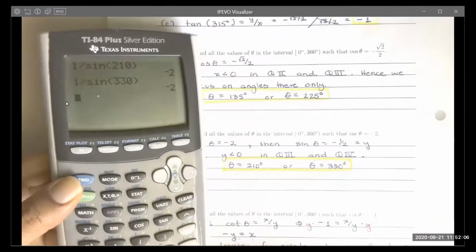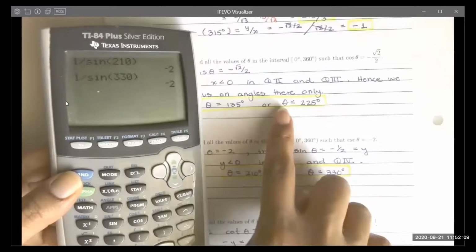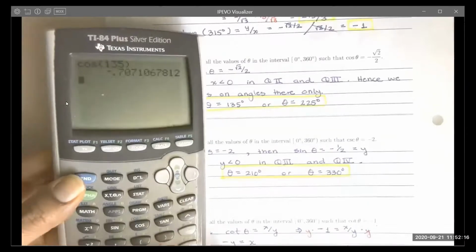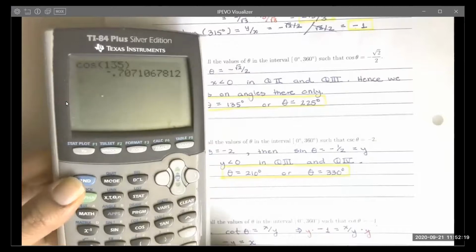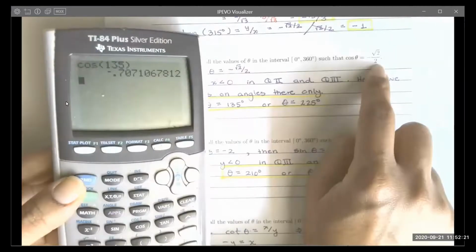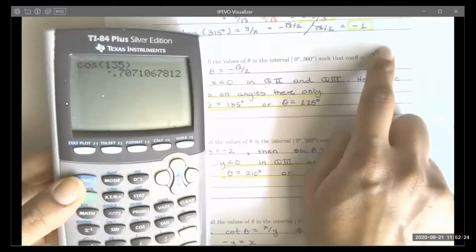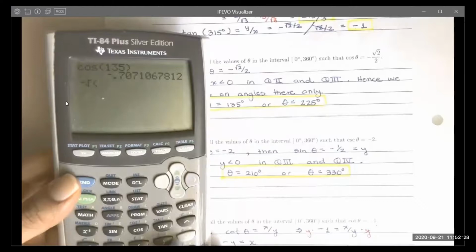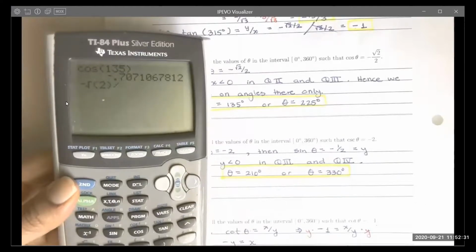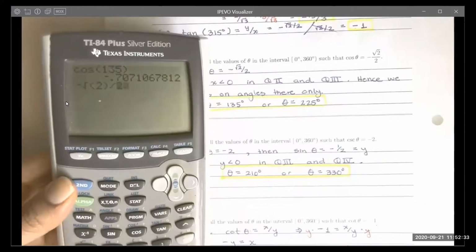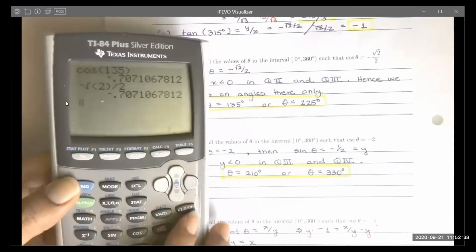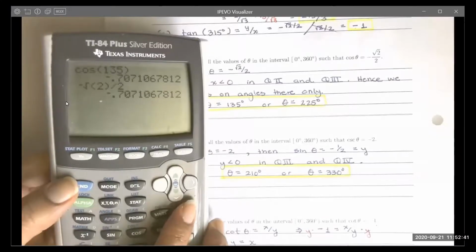And then finally, the last one, we're checking cosine. Cosine of 135 is -0.707. It's supposed to be negative radical 2 over 2, but my calculator doesn't return it as a fraction, it returns it as a decimal. So to verify that it's the same number, I can calculate negative radical 2 over 2, and we see that they are the same number, so that means that it's correct. And let's try now cosine of 225.